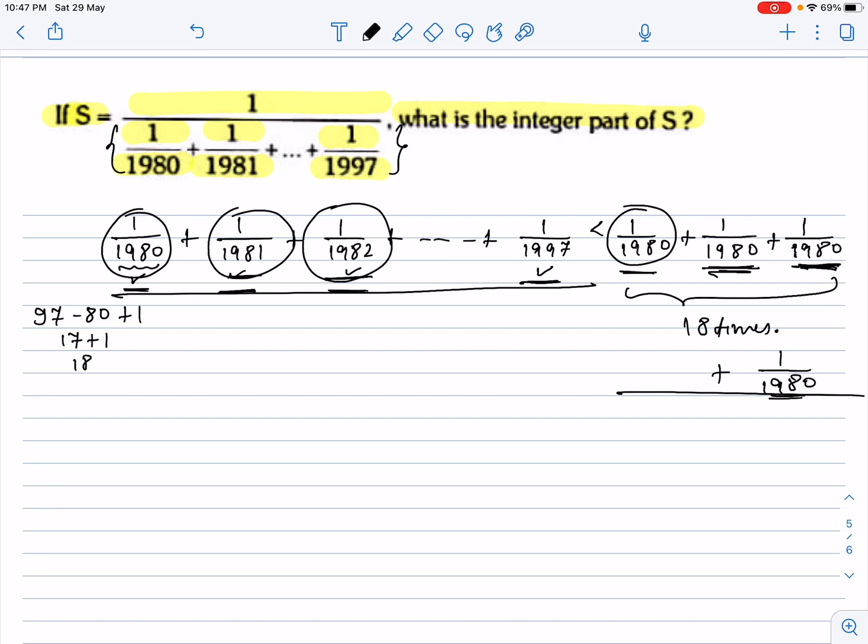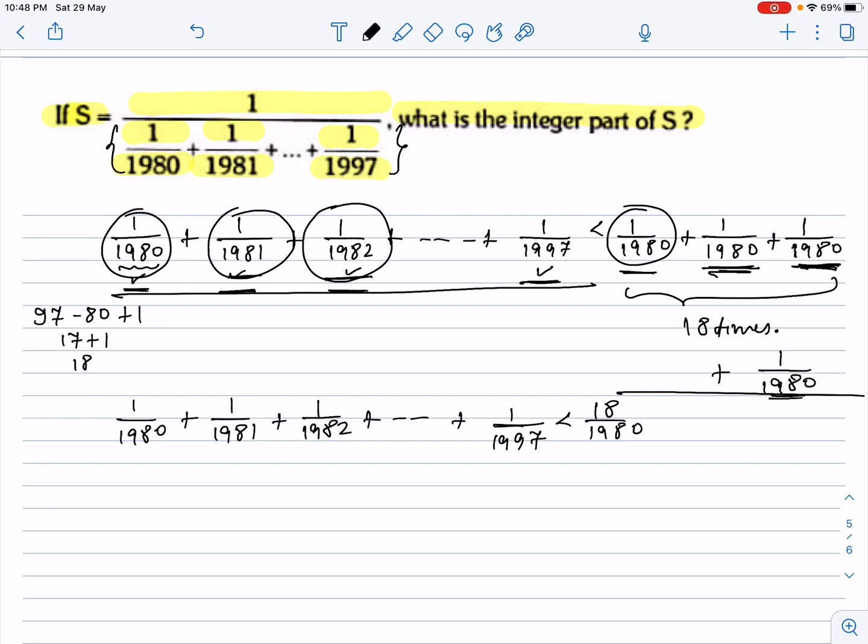So guys, the RHS quantity can be written by me as 18 divided by 1980. That means 18 divided by 1980 is greater than 1 upon 1980 plus 1 upon 1981 plus 1 upon 1982 goes on up to 1 upon 1997. Hope you guys would have got my point. This whole thing is smaller than 18 divided by 1980. Now guys, let's proceed further and see what can be done next.